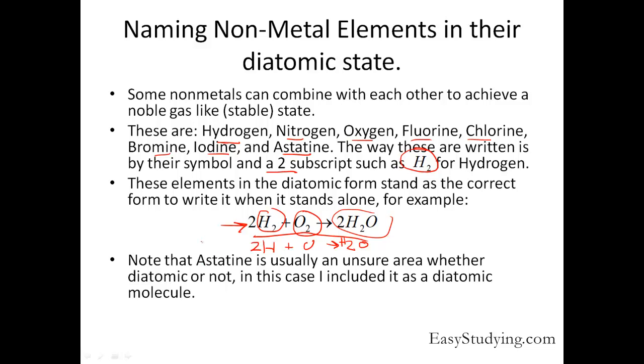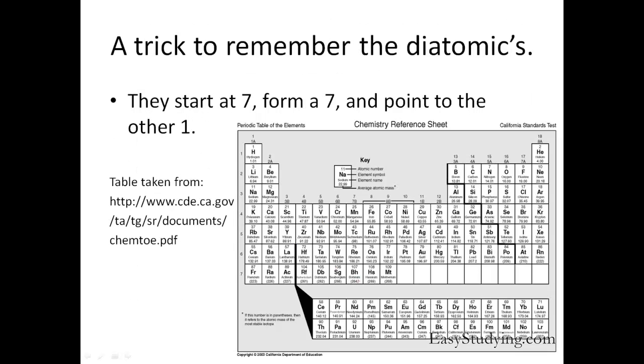In addition, astatine, as you saw where I put it before over here, is usually an unsure area whether diatomic or not. It's more of a gray area, but in this case I included it as a diatomic molecule. So as you saw before, there's a lot of diatomic molecules. So there is an easier way to remember this.